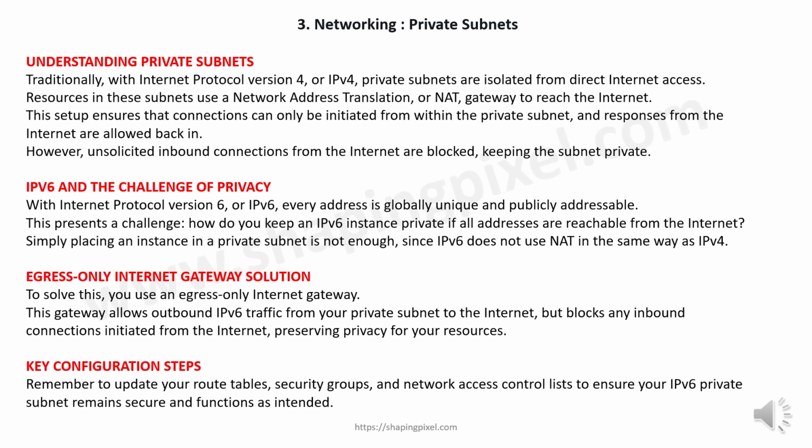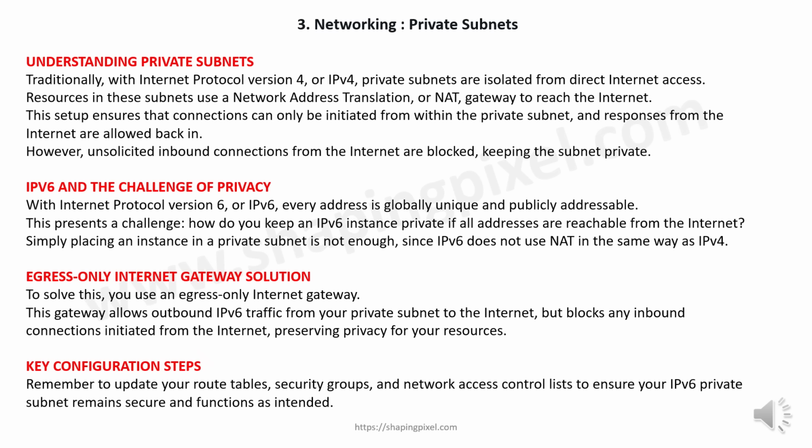With Internet Protocol version 6, or IPv6, every address is globally unique and publicly addressable. This presents a challenge. How do you keep an IPv6 instance private if all addresses are reachable from the internet? Simply placing an instance in a private subnet is not enough, since IPv6 does not use NAT in the same way as IPv4. To solve this, you use an egress-only internet gateway.